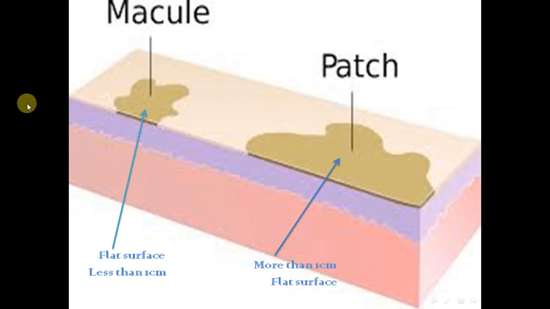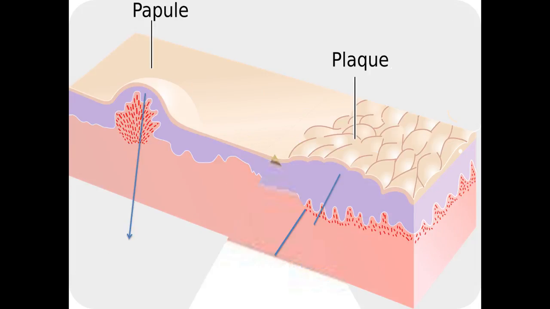We have the macule and we have the patch. The macule and patch, both of them are discoloration in the skin. They have a flat surface. The macule is less than 1 centimeter in diameter, while the patch is more than 1 centimeter in diameter. The papule and the plaque, both of them are elevation in the skin area. The papule is less than 1 centimeter in diameter, the plaque more than 1 centimeter in diameter.